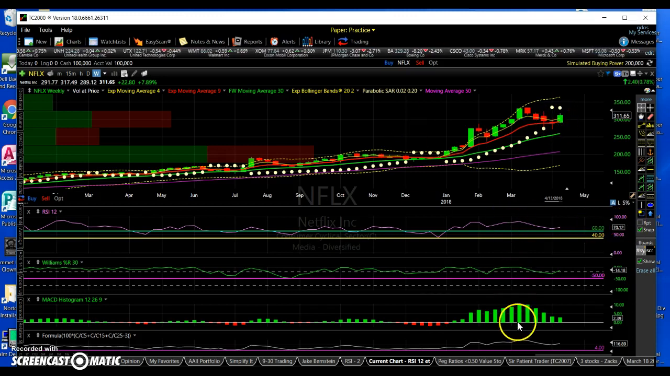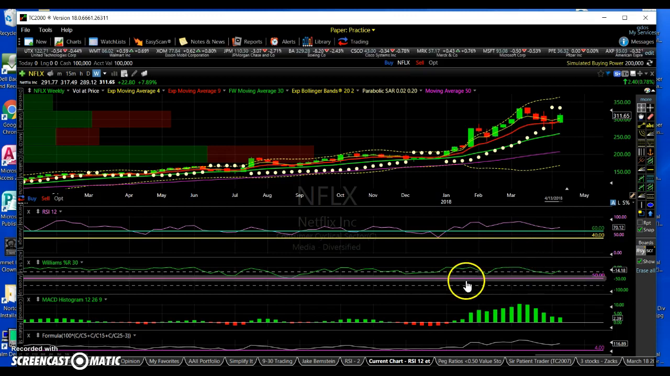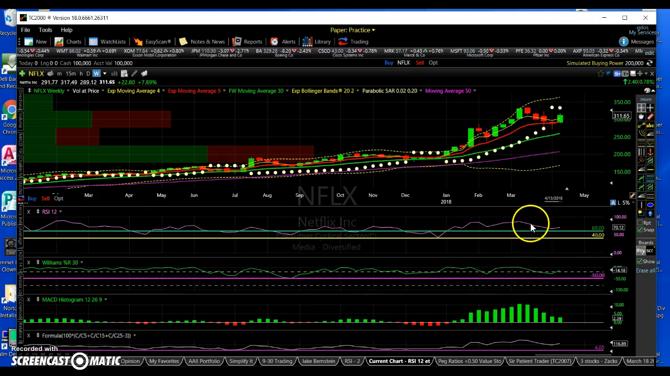All these indicators here are looking pretty good. Look at the sum of the rate of change. It's way above the 4% line, and these other indicators are above those key levels.